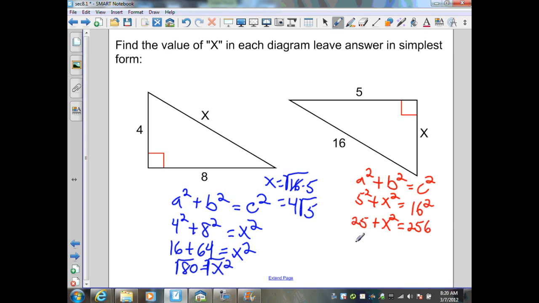Subtract 25 on both sides, I get x squared is equal to 231. I notice that this is not going to work out evenly, so I'm going to substitute that into a calculator. And when I do, x is going to equal approximately 15.198 or 15.2.